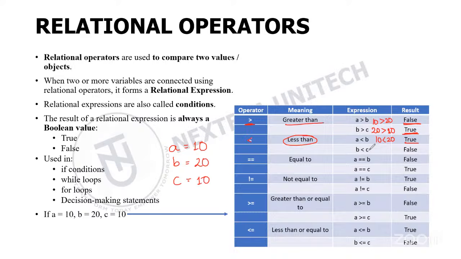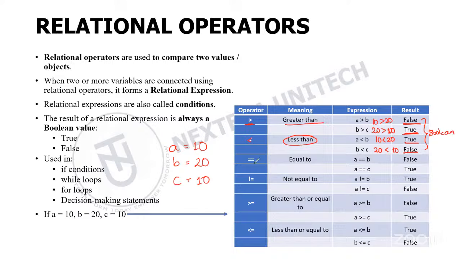And then moving on, b less than c. So b here is 20, less than c, that is 10. So 20 less than 10, that is false, right? 20 is not less than 10. So that is why we'll get output false. If you see, we are getting all Boolean values in the result.